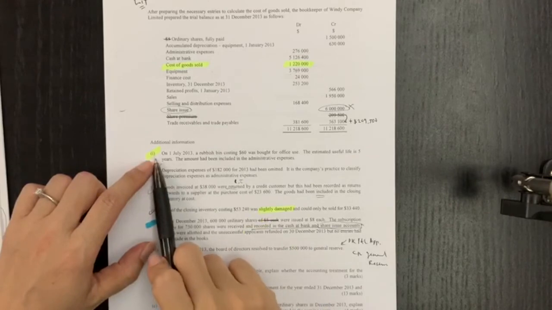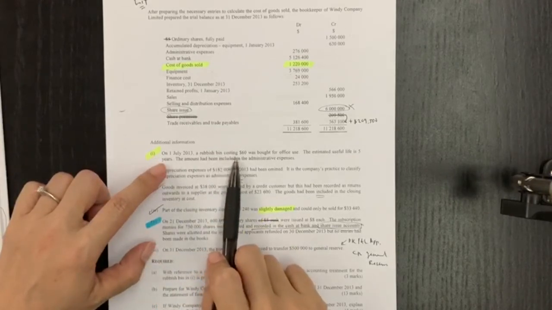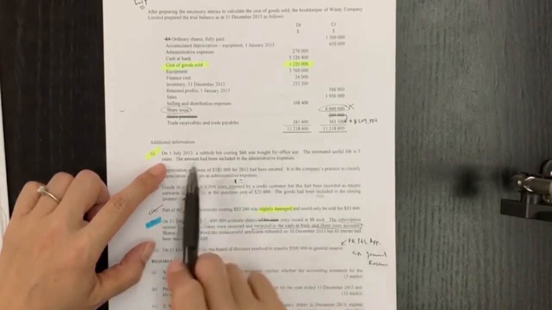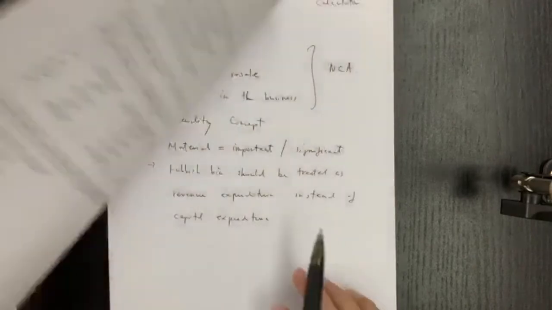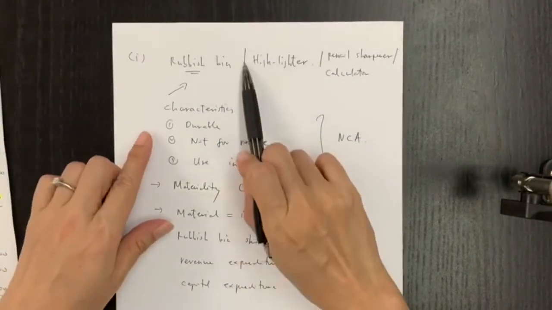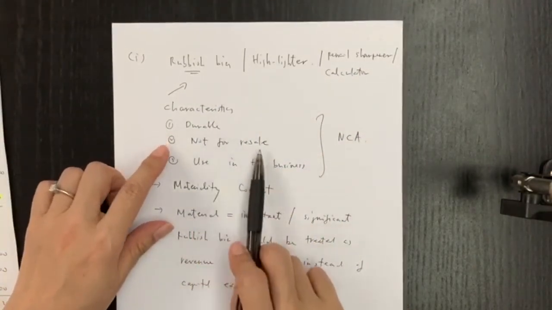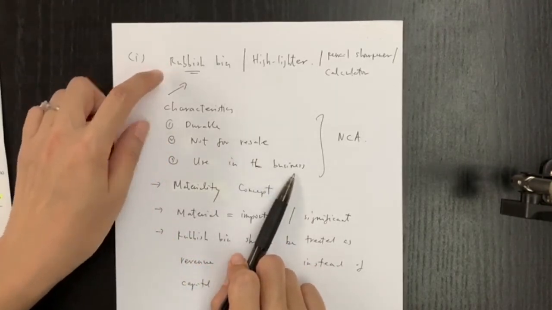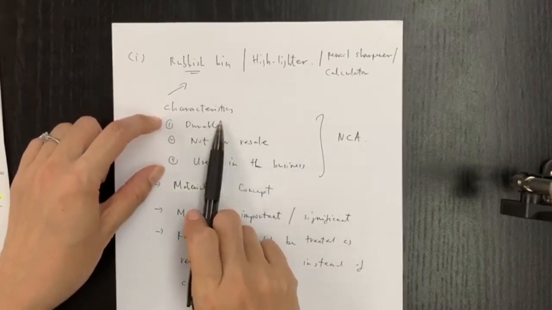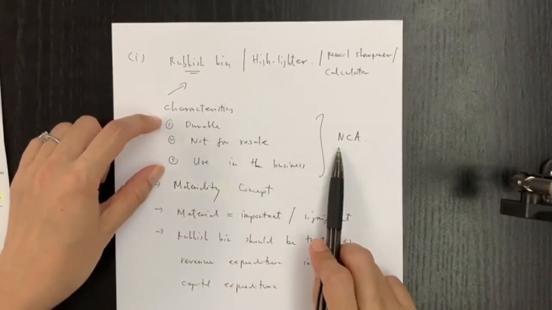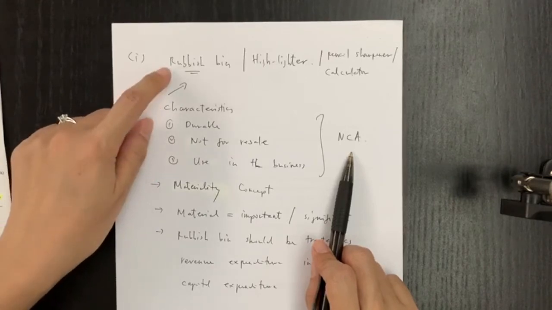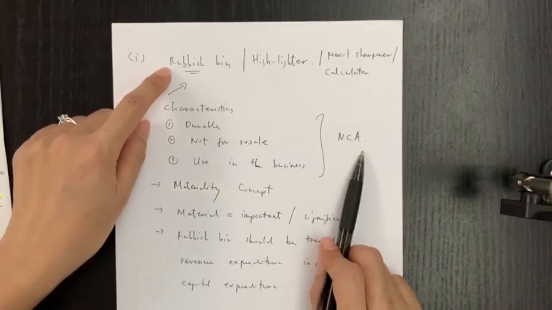Now we go back to point number 1. We have a rubbish bin costing $60 that was bought for office use, and we are going to use it for 5 years. Let's look at the characteristics of this rubbish bin. It is durable, not for resale, and to be used in the business. So this rubbish bin has exactly the same characteristics as non-current assets like land and building, machinery. But what happens if you put this in the statement of financial position? Then you will have a long list of non-current assets, is that right?